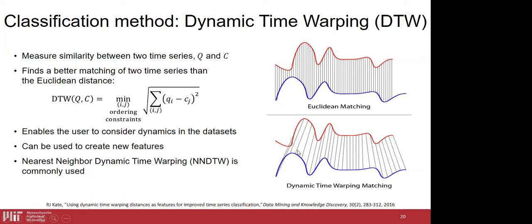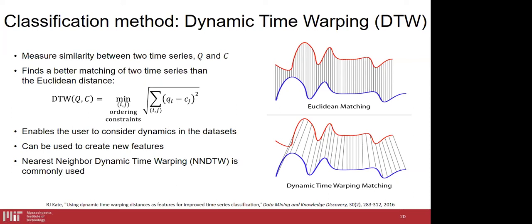But if you use dynamic time warping, you actually allow for certain shifts. So the first point in this blue time series might be mapped to the 5th point in the red time series. And with that, you can actually identify certain dynamic patterns. And you can use it in algorithms, for example, nearest neighbor dynamic time warping.